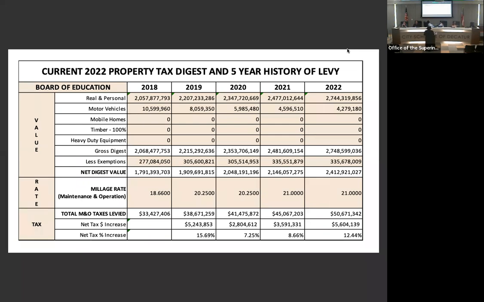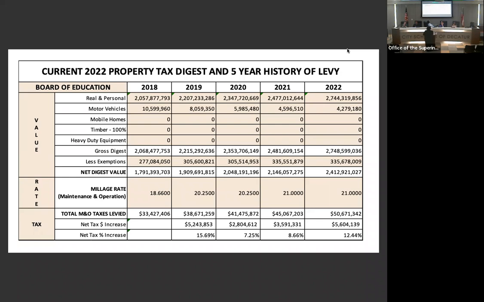This is your current 2022 property tax digest and 5-year history of levy. We touched on this a little in the previous slide. This slide breaks out the value of real and personal taxes from motor vehicles. The amount that was deducted from the digest for exemptions is also listed. The total taxes levied is listed for each year, and the dollar and percentage amount increase. This slide gives you an overview of the breakdown of total taxes levied for the past 5 years.